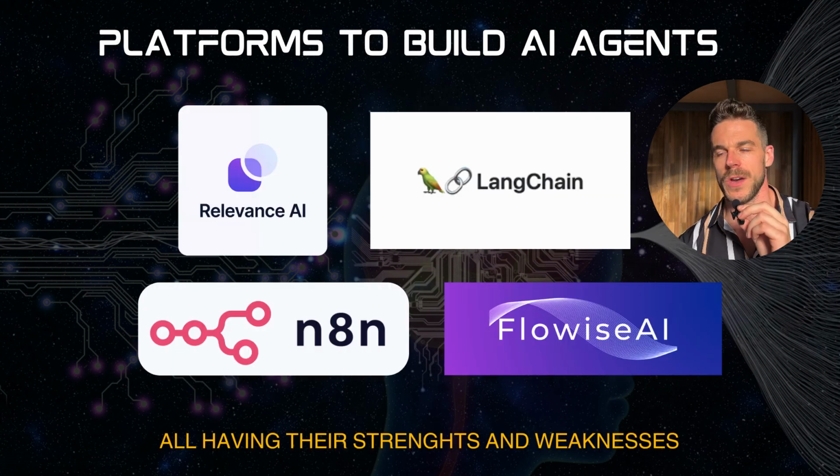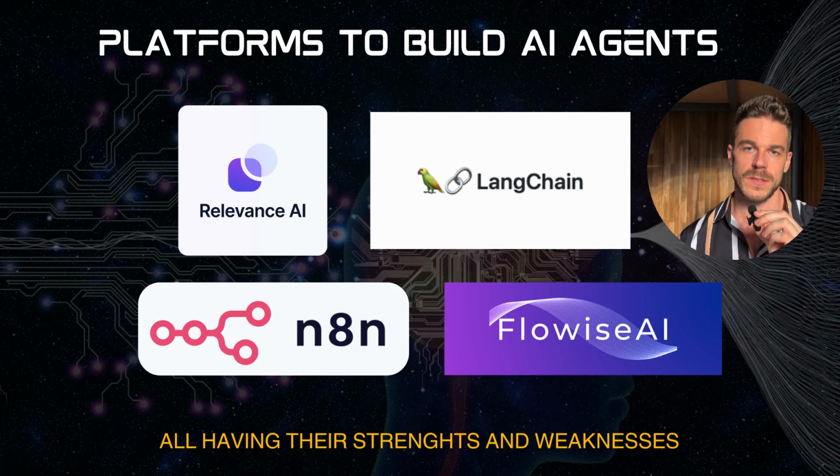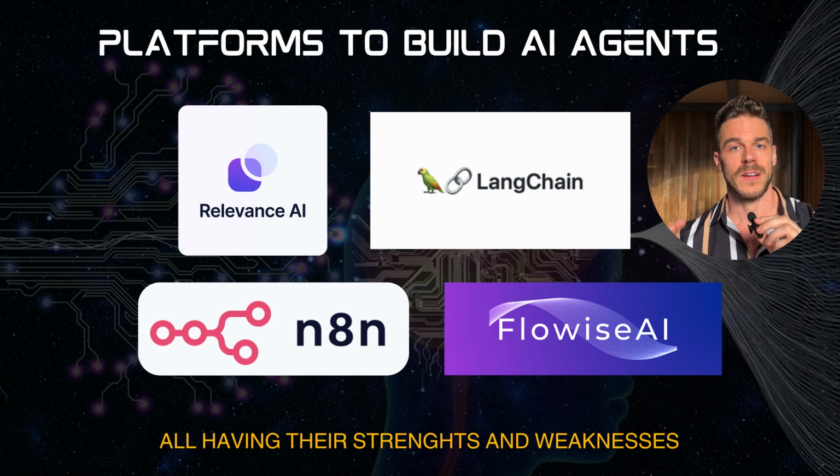So where can you actually build such an AI agent? Do you have to know about coding? There are millions of platforms out there like Relevance AI, LangChain, N8N, Flowwise, and so on, and all of them have their strengths and weaknesses. There are coding platforms and no-code platforms. In this tutorial, we will use Relevance AI, which is a no-code platform, as you will see in a minute. But just keep in mind that there are millions of platforms out there, and I highly recommend you check out at least some of them to find out what works best for you.